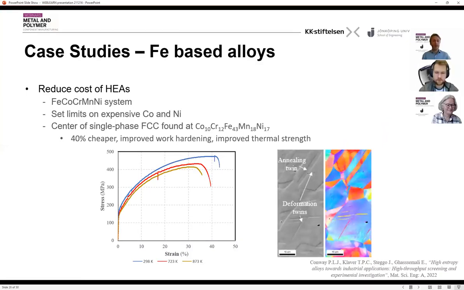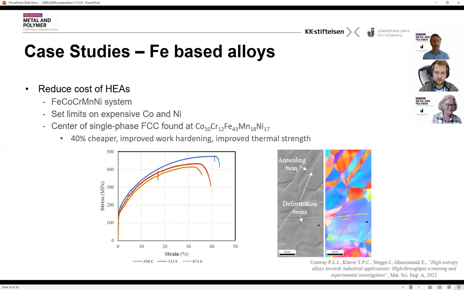And this is where I'm going to jump into my first case study. This is on an iron-based high entropy alloy where we were trying to reduce the cost of current high entropy alloys. One of the major limitations of high entropy alloys at the moment is the cost, because if you use an equiatomic composition of all our elements, that means we have to have, for example, 20% plus of cobalt and nickel, which are very expensive.